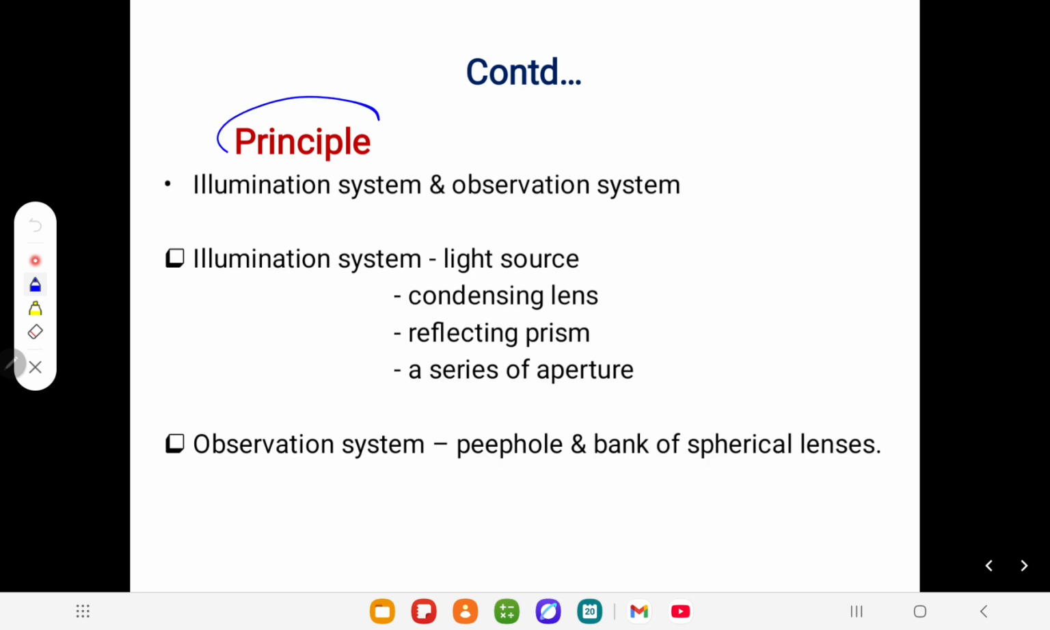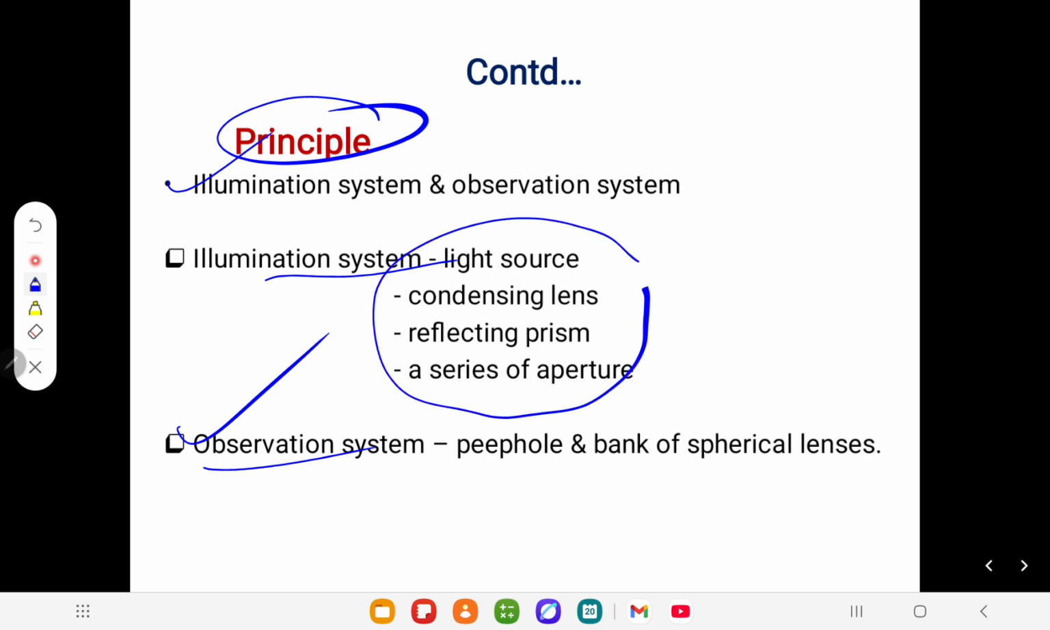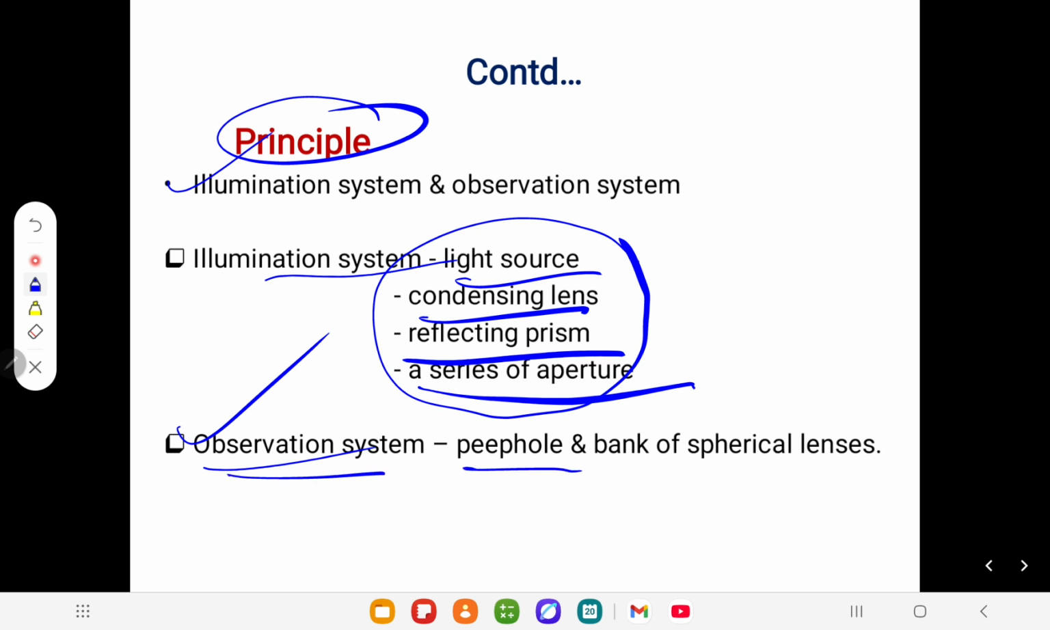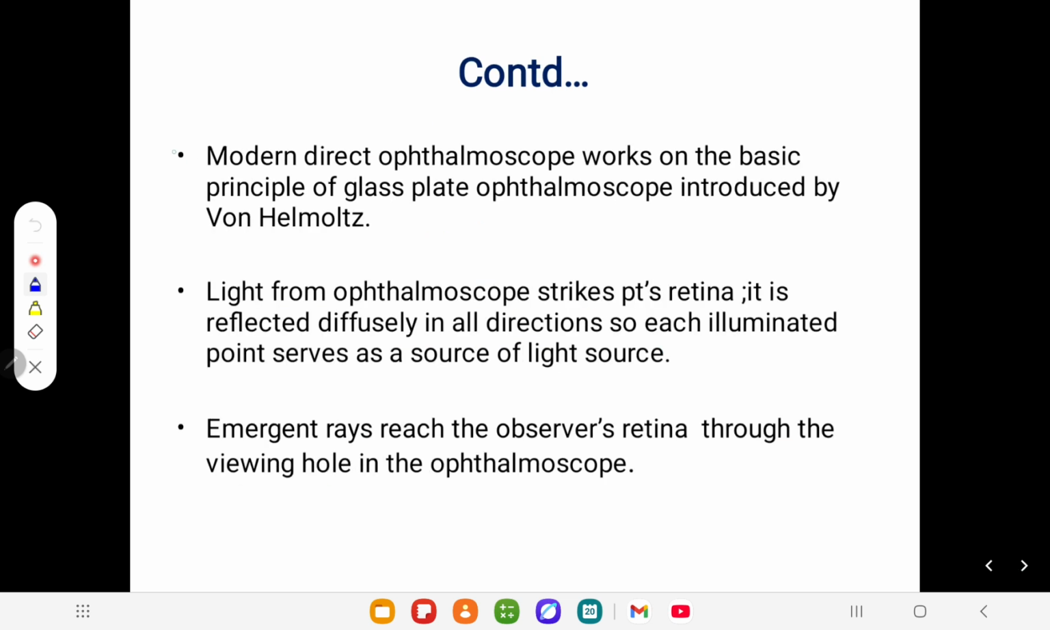It's very important. Basically, what is the principle of the direct ophthalmoscope? Principally, it is made of two things: one, the illumination system, and another, the observation system. The illumination system means the light-throwing system: light source, condensing lens, reflecting mirror, and a series of apertures. The observation system is the peephole and blank spherical lenses that help to focus the light from the patient's eye. Modern direct ophthalmoscopes work on the principle of the glass plate ophthalmoscope introduced by von Helmholtz.